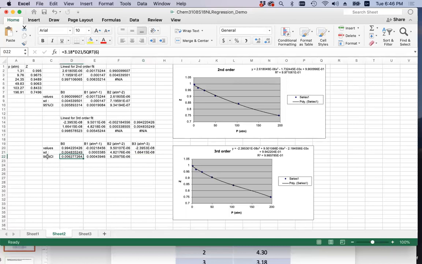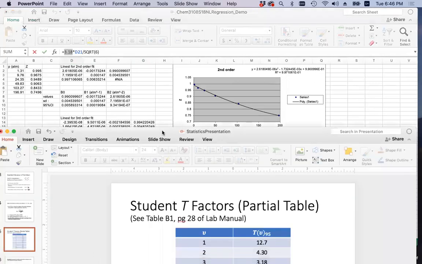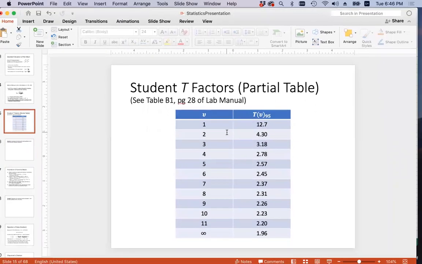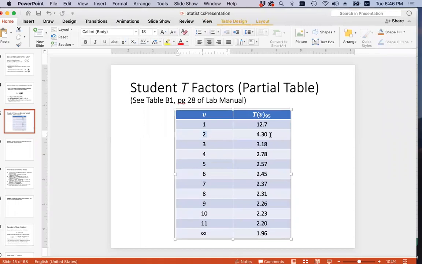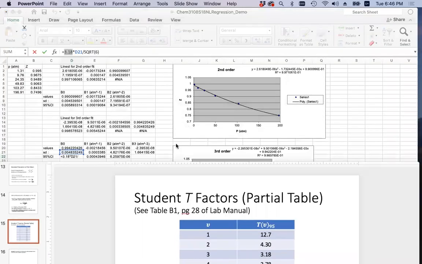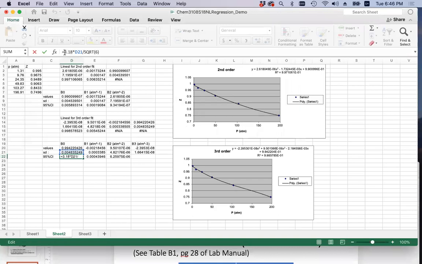Now I'm going to look at the equation that I'm using to calculate the confidence interval. This equation is correct, except it has the wrong student t value. So we need to go back to our table and now look up what is the student t value for the third order polynomial fit. The third order polynomial fit only has 2 degrees of freedom. So the student t value is 4.3. So I'm going to go back to my Excel spreadsheet and enter here 4.3 times this standard deviation divided by the square root of 6.